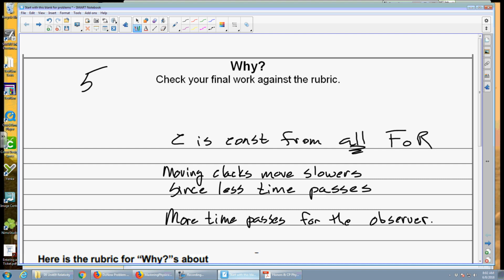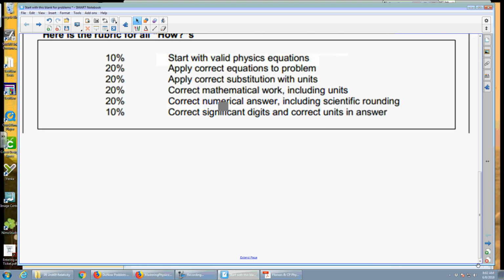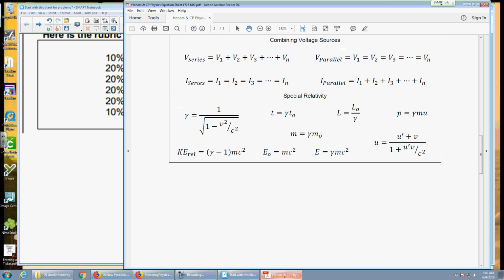Did I tie it back to this exact problem? Yeah, with that statement, right? These two are very general. All right. You should look at our equation sheet, and they asked us about time. So should we use the equation for time, length, momentum, mass, or relative velocities? Probably the one for time, because they mentioned time a bunch.